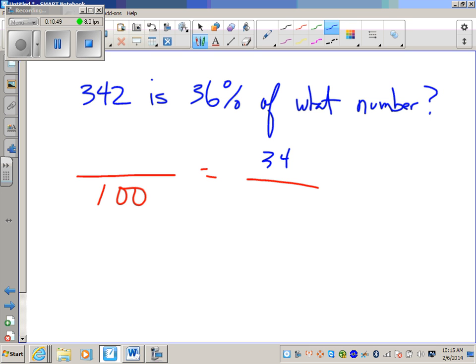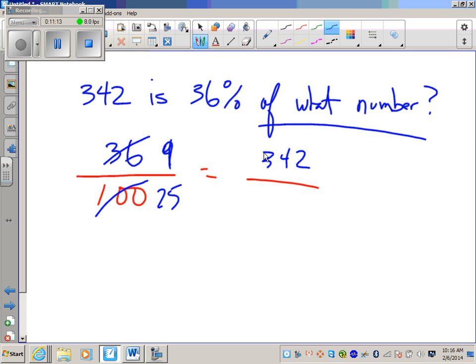342 is 36%. Okay, of what number? There's that of what number again? We don't know what the of is. Can we simplify 36 and 100? Okay, they're both divisible by 4, so we say 9. Whoops, 9 over 25.